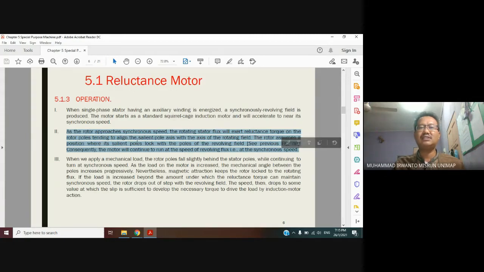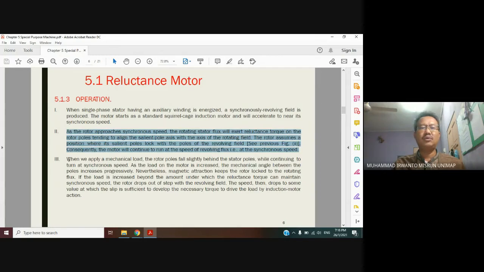to align the salient field axis with the axis of the rotating field. The rotor assumes a position where its salient field locks with the field of the revolving field. The motor will continue to run at the synchronous speed.